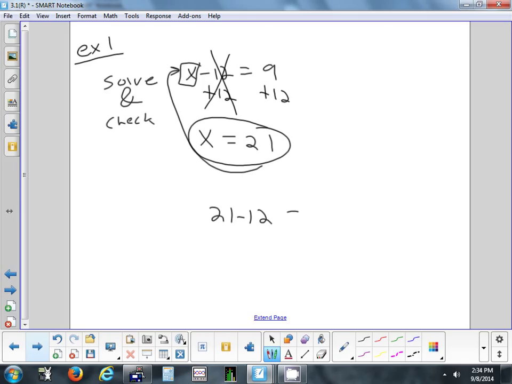21 minus 12 equals 9. Okay? That's the question. Is that true? What's 21 take away 12? Okay, think it through. 21 take away 12. Yeah, go ahead, Austin. Does 9 equal 9? Yeah. So that's true. So X equals 21. That's the correct answer. Any questions on the ones where you have to add to both sides?